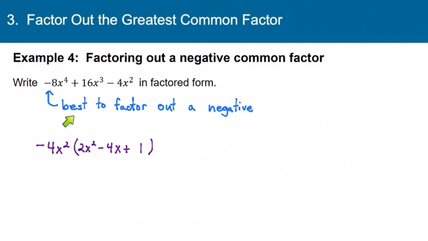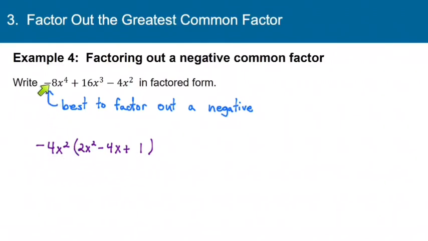Negative 4x squared times 2x squared makes that first term. Negative 4x squared times negative 4x makes that second term. And negative 4x squared times positive 1 makes that last term. So that's all great. And now let's make sure that the only GCF left for these terms inside the parentheses is 1. So we know there's nothing besides 1 that goes into 2 and 4 and 1. And we see that x is no longer a common factor for these terms. So this factoring looks right.